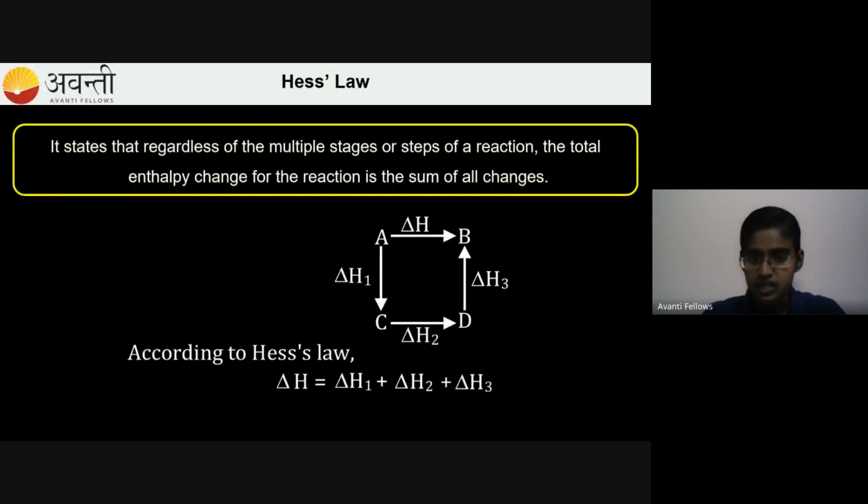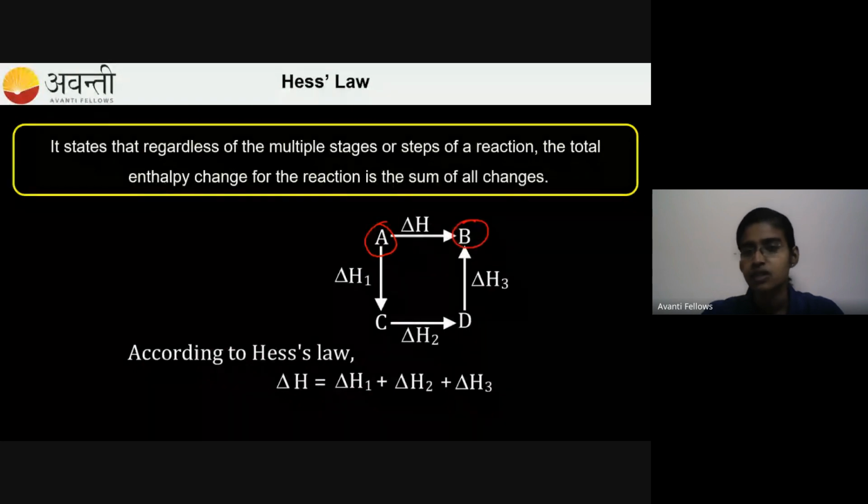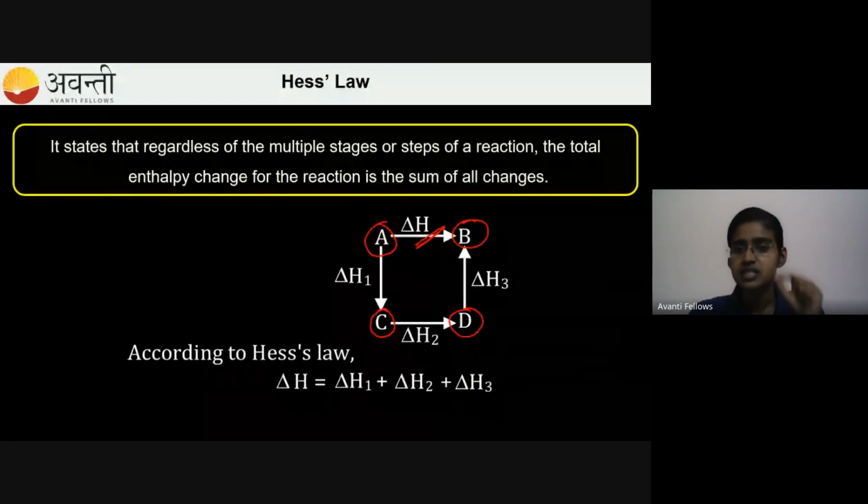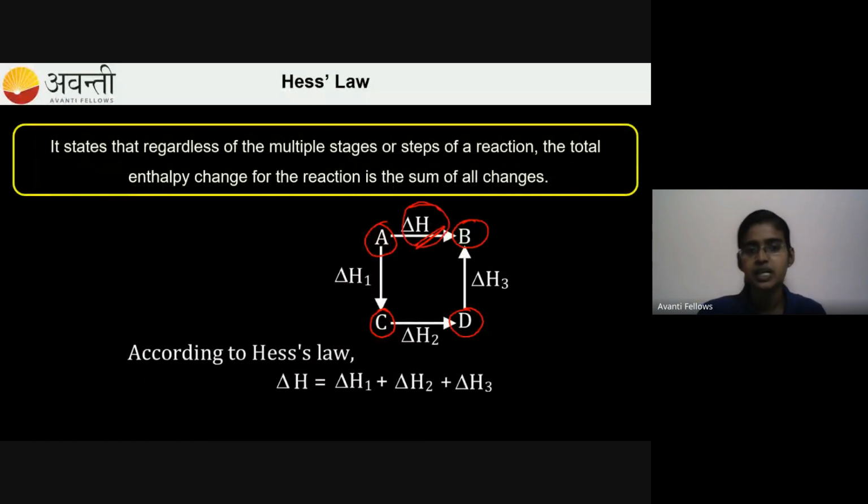So there is a reaction. A is the reactant and B is the product. To convert A to B, I need delta H of an amount of energy. To go from A to B, I can use some other pathway also. I can go to C from A, then C to D, then I can go from D to B. So in this pathway also, I can find out the product. Now, the enthalpy changes that accompany all these reactions, if you sum up all those things, will be equal to the delta H value.